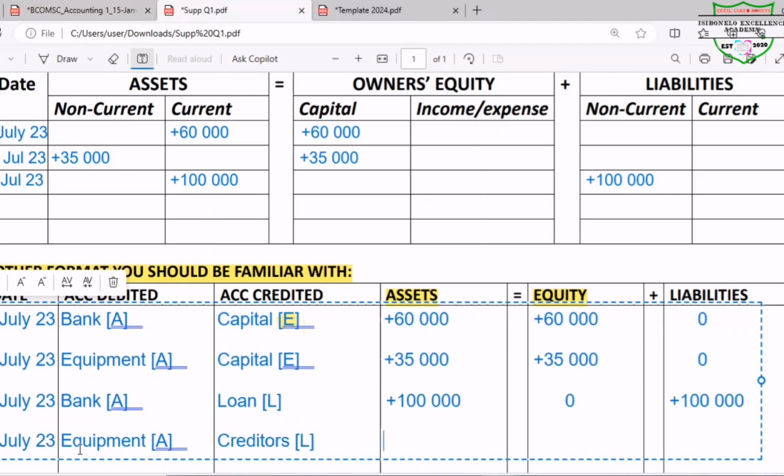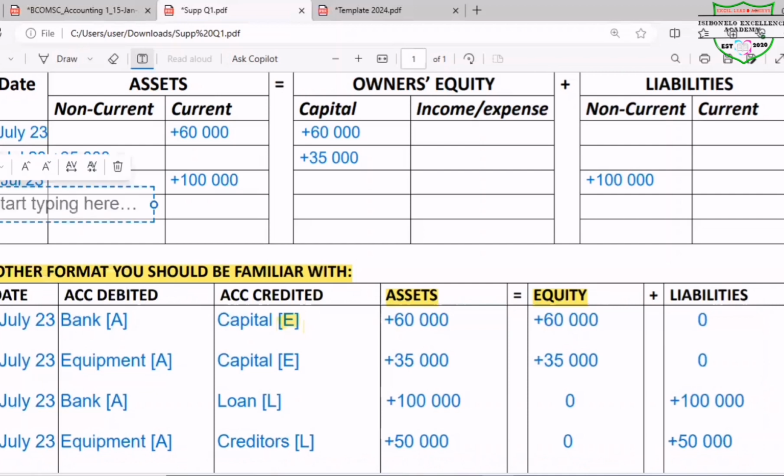So equipment is debited, and on the debit side, assets are favorable, so we're gonna have plus 50,000. And equity is not affected. Under liabilities, we're gonna have positive 50,000 because on the credit side, liabilities are positive. Now we're gonna show the effect in this format.